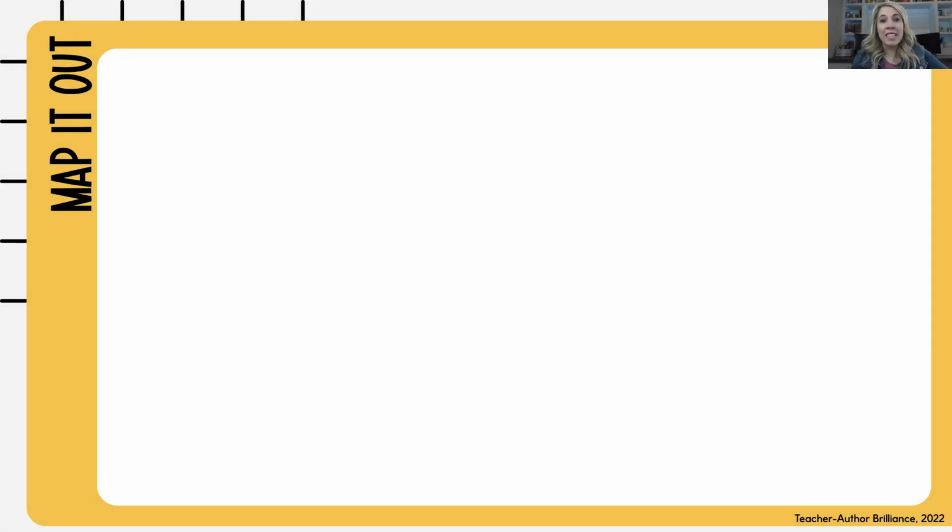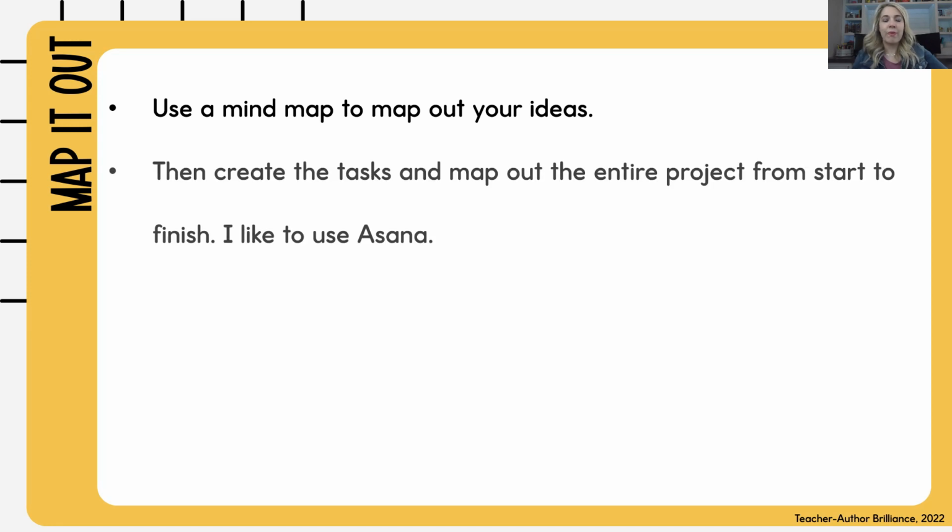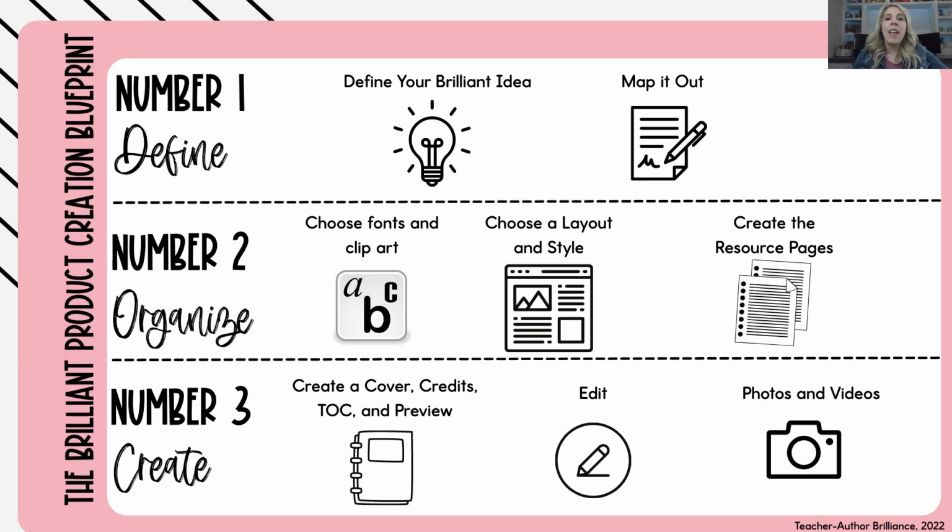Once you've chosen your idea, it's time to map it out. You can use the mind map included in your tab workbook or any other method you'd like. Then I want you to create tasks and map out the entire project from start to finish. As you know, I like to use Asana to do this. Now let's come back to our Brilliant Product Creation Blueprint. You've defined your idea and you're going to map it out.